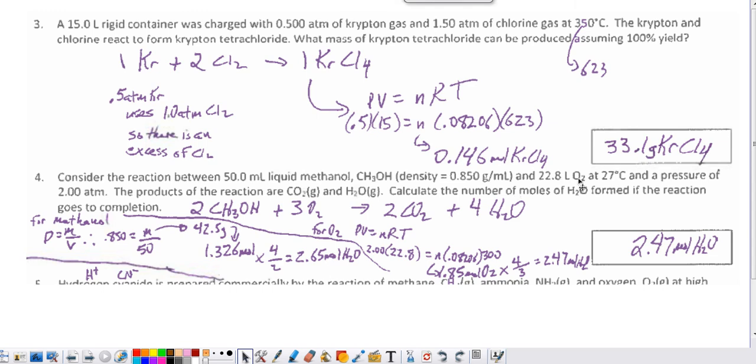Then I used the information for oxygen. I've got a volume, I got a temperature, I got a pressure, so I PV equaled NRT'd, got the moles of oxygen, used the ratio, 4 and 3 between oxygen and water, and got another answer for water. And the smaller answer indicates when the reaction would run out. It would run out once 2.47 moles of water were formed.